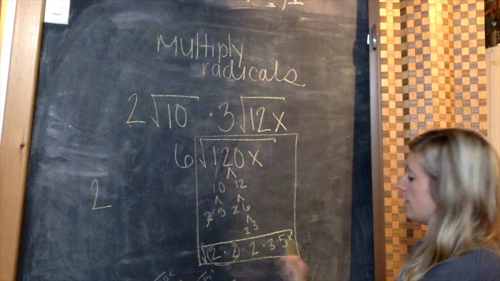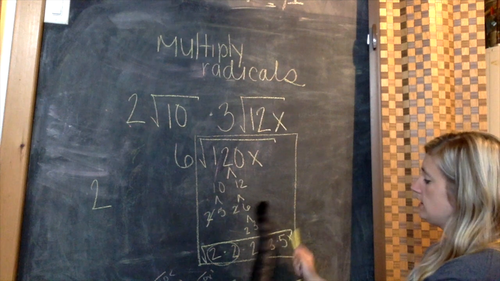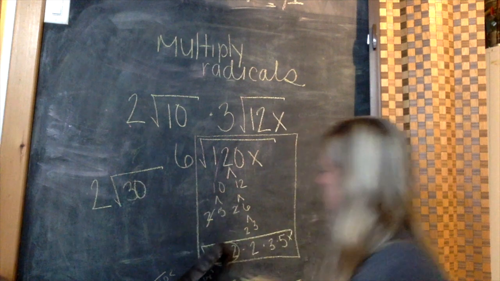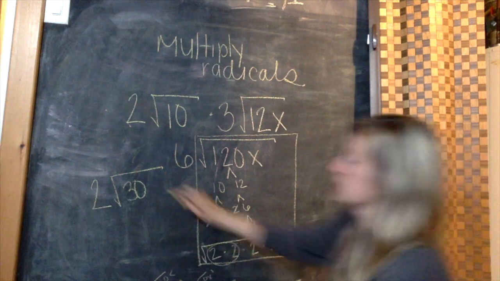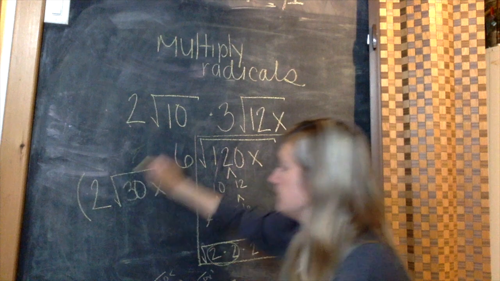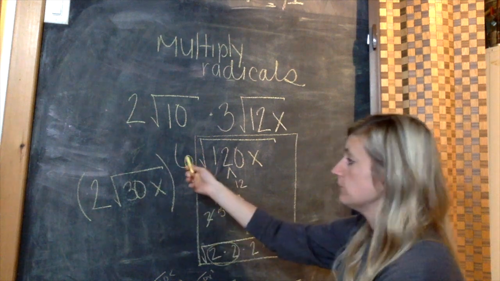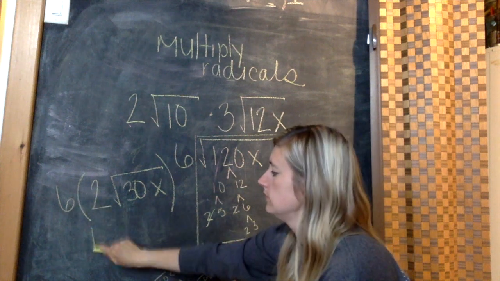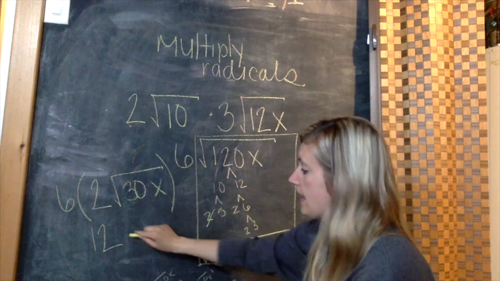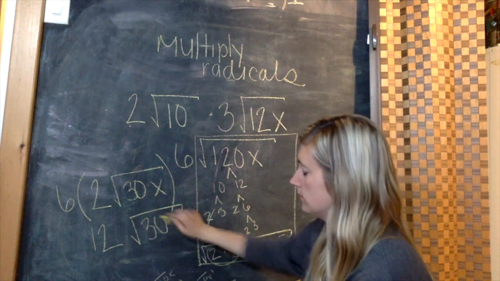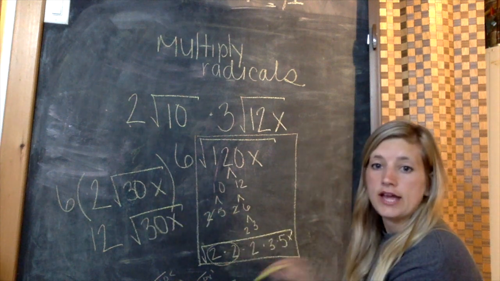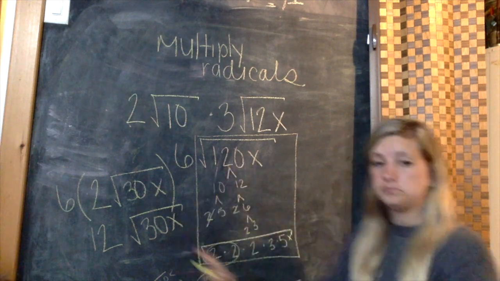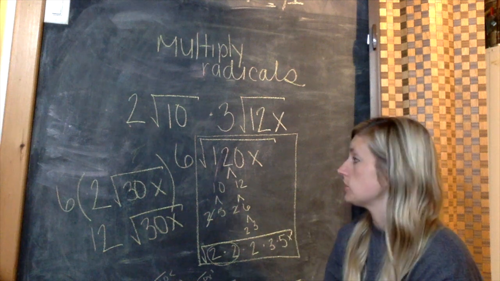So I'm going to do the 2 and the 5 first. So 2 times 5 is 10, and then times 3 is 30. So you have radical 30. My x, again, does not have a match, so that's underneath. And then I am not done. I still have to multiply by that 6. So 6 times 2 is 12, and then I have radical 30x.